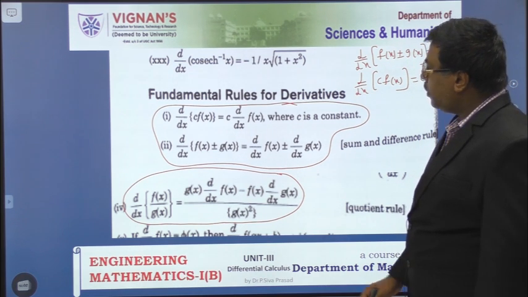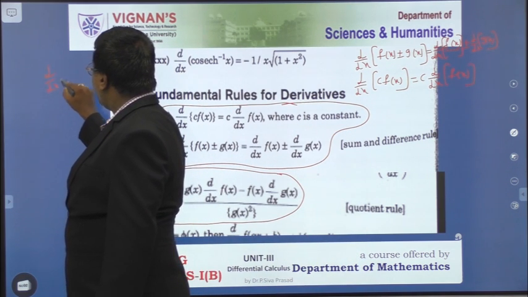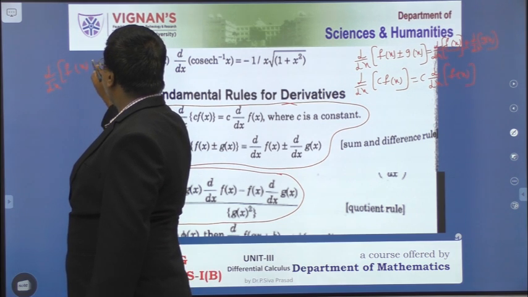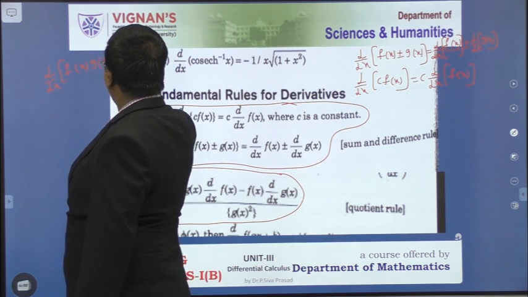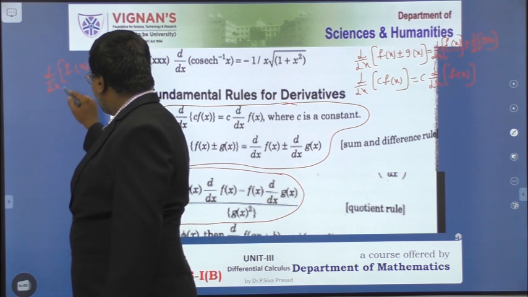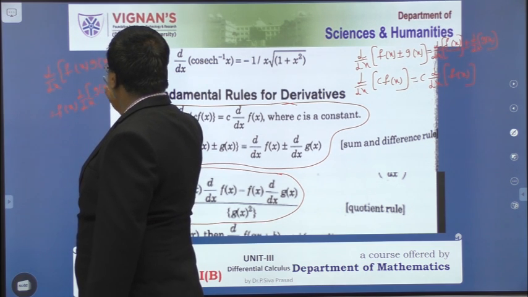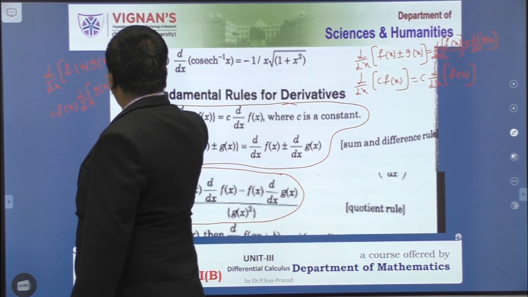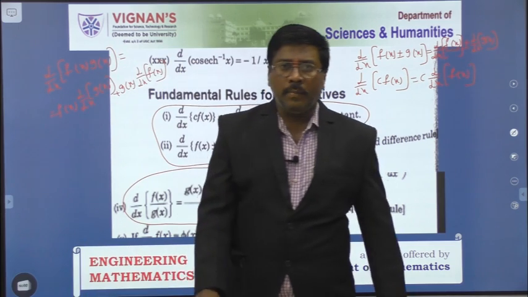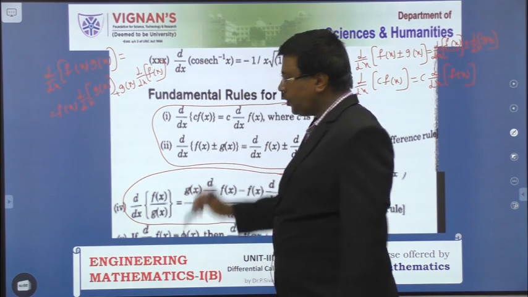Now the next one is the product rule. d by dx of f of x into g of x is equal to, how do we differentiate this function? f of x into d by dx of g of x plus g of x into d by dx of f of x. So this is the formula that is applicable. Okay, this is called the product rule, and the earlier one is the summation rule.